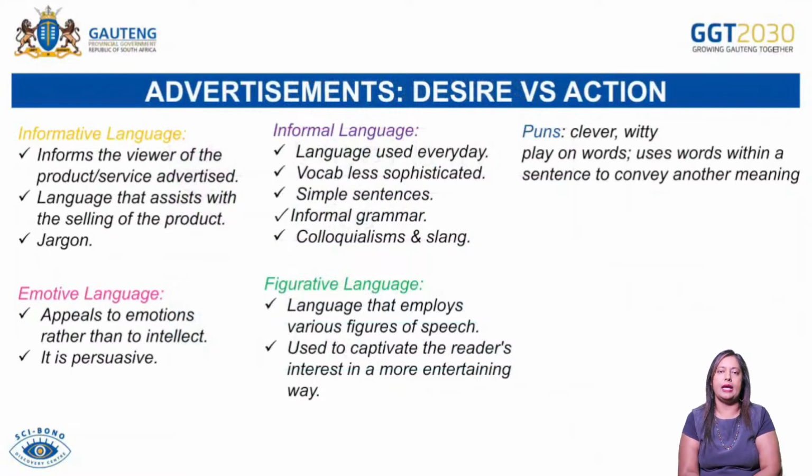If he's looking at language that is used every day by the common man on the street, for example, then the vocab will be less sophisticated. There'll be simple sentences. There'll be maybe a use of a colloquialism or a slang in this particular text. And that's where your informal language will be tested, the techniques on that.